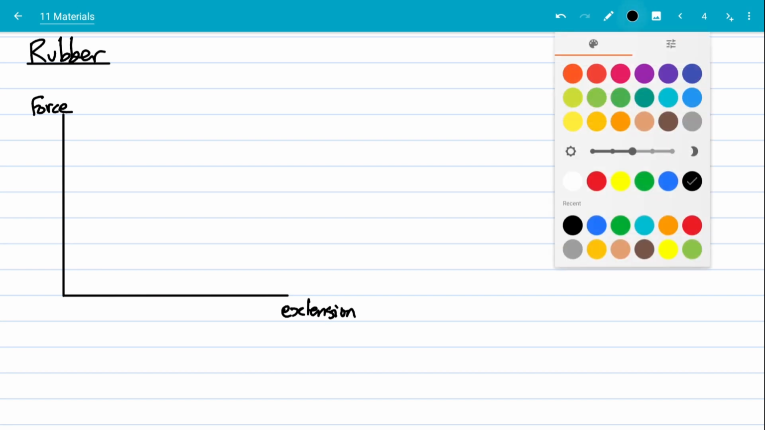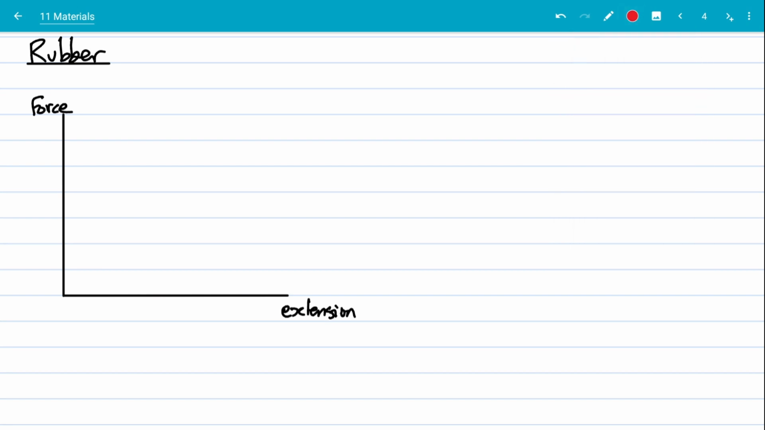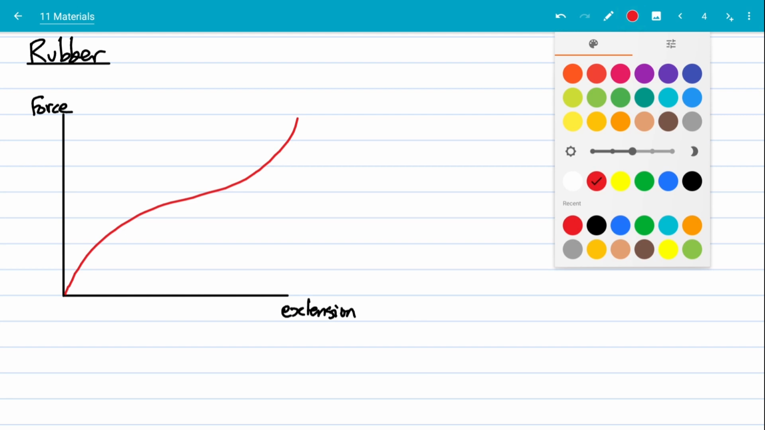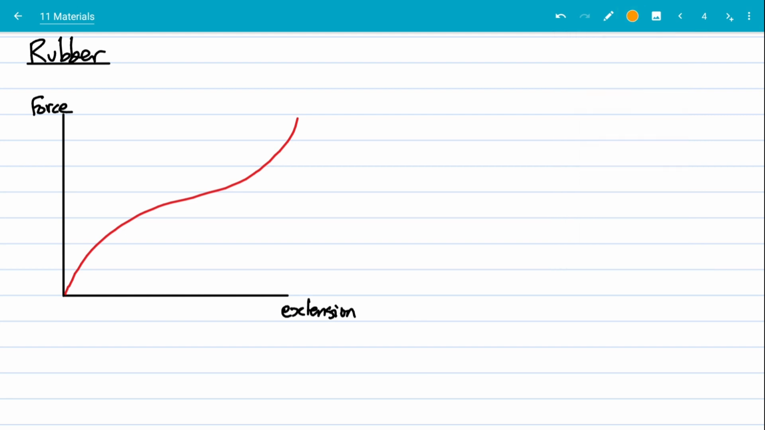For rubber, it does something very interesting indeed. When you load it up, it does that. That's while we're loading it. However, when we unload it, it does... Oh, that's badly drawn. It does that. It follows a different curve.